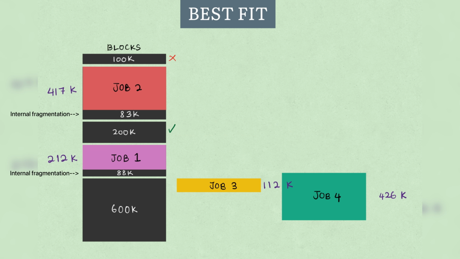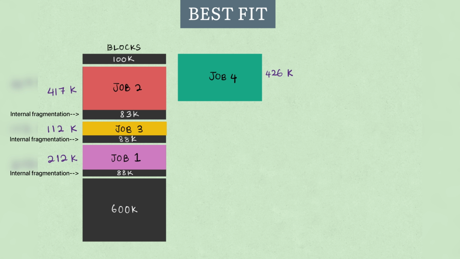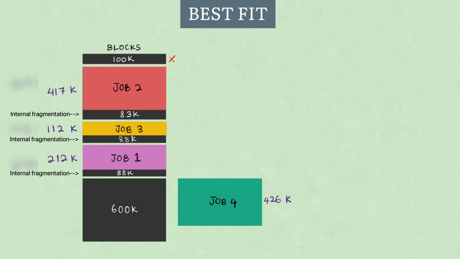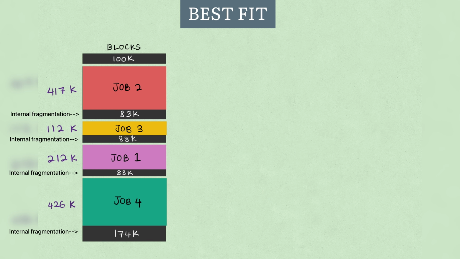Then we move to block 5. It fits, but not the best option. So we allocate job 3 in block 3. Lastly, we compare job 4 with the remaining blocks left. We compare it with block 1, but it doesn't fit, so we move to block 5. Yes, it fits. Since it's the only choice, it is our best option, so we allocate job 4 in block 5. That is how the best fit algorithm works.